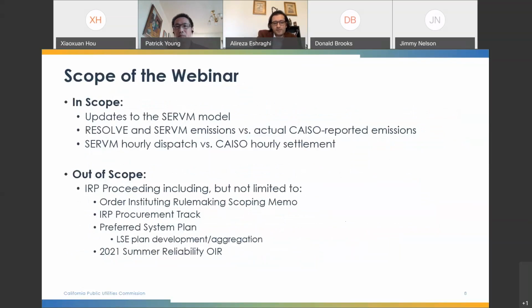So based on what I've described, the scope of the webinar is SERVM model improvement, comparison between IRP model emissions and actual CAISO reported emissions, and comparing SERVM hourly dispatch with CAISO hourly settlement. Also, as an important clarifying note, just to prevent any confusion, these results are not updated with the new IEPR, and none of the results we are showing here correspond to the new TPP case results.